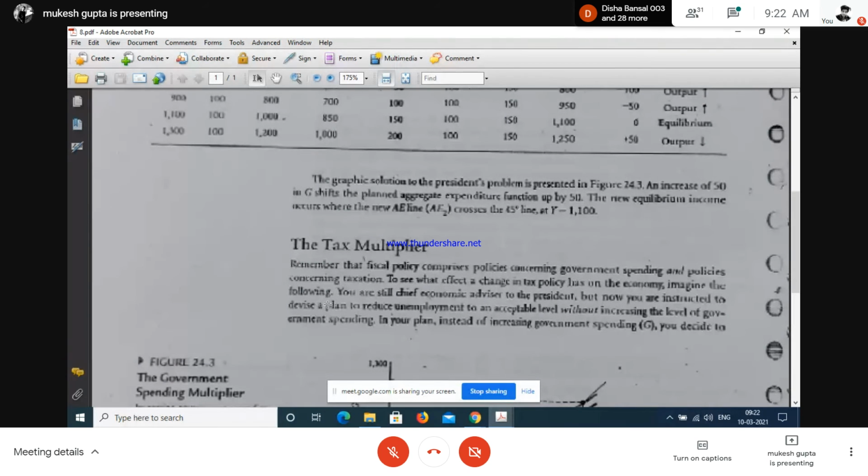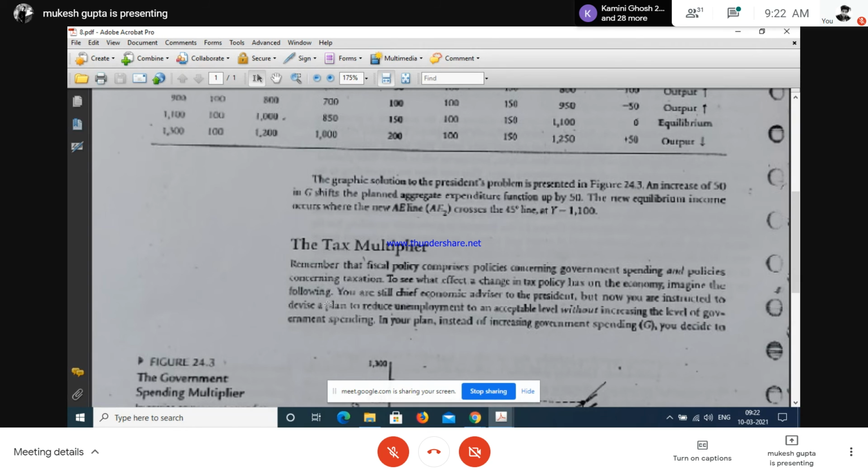Now again we can think like this. Here the MPC is 0.75. So MPS is 0.25, so we have the multiplier of 4. The government expenditure multiplier is 4. But if MPC is 0.80, it means that now 80% of the increase in income will go to consumption expenditure. So what will be the MPS, the marginal propensity to save? That is 1 minus 0.80, that is 0.20. So the multiplier will be 5.